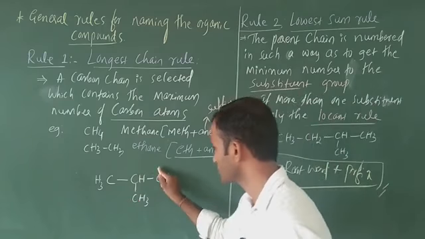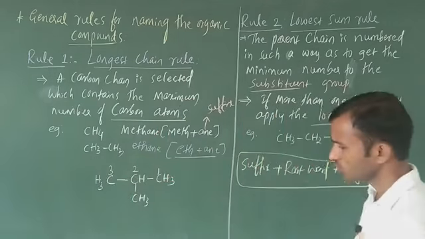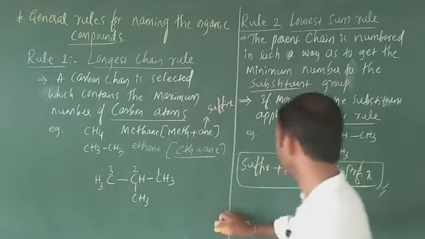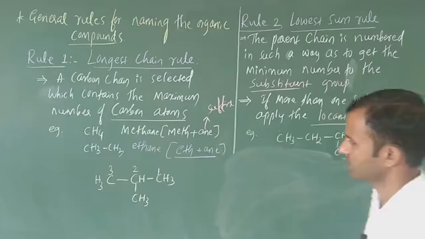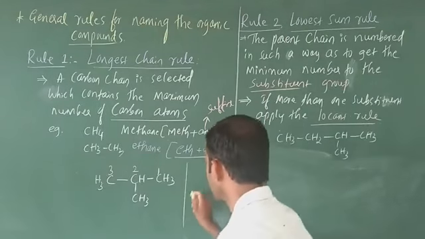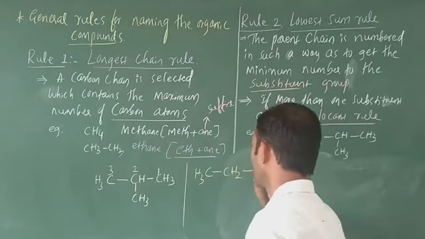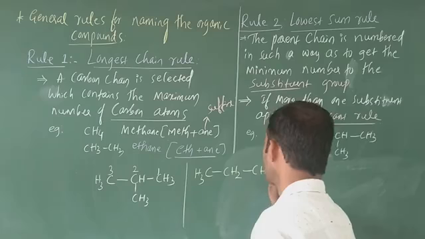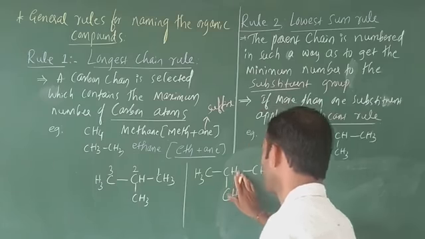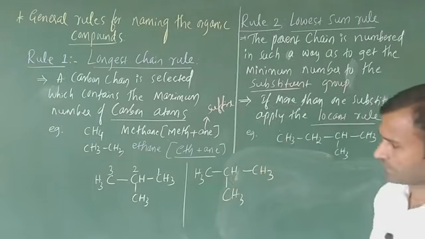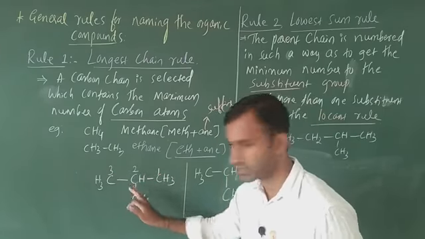Next, after that, just see here, the next example. I am going to write 1, 2, 3, this is one naming. I am going to write the same compound one more time. Just see, CH3 is there, next one is CH2, next CH, next CH3. Here, I am going to take this as carbon number 1, this is 2, this is 3. This method is also right.